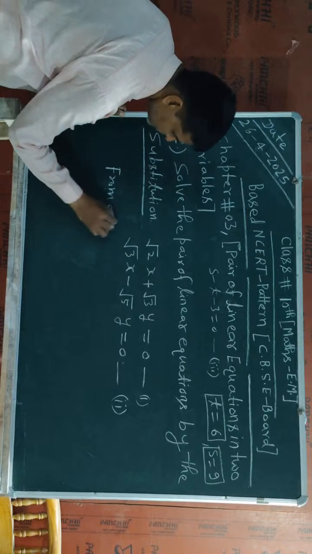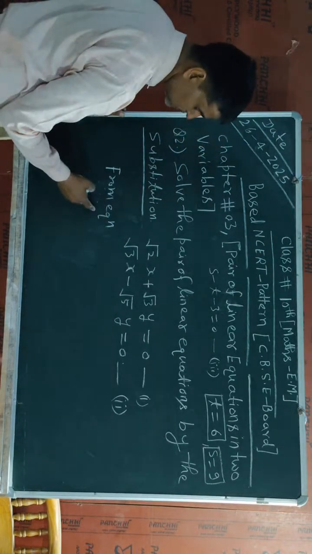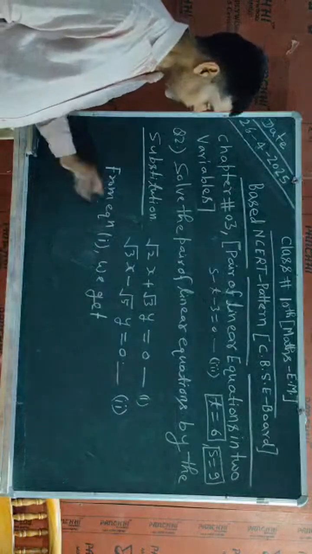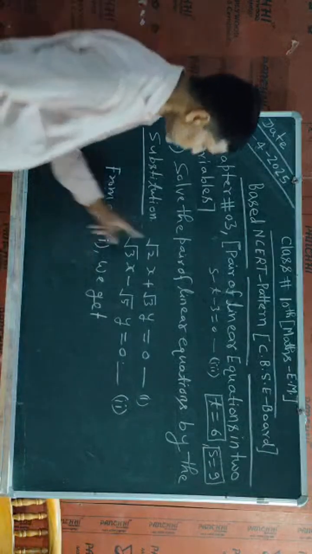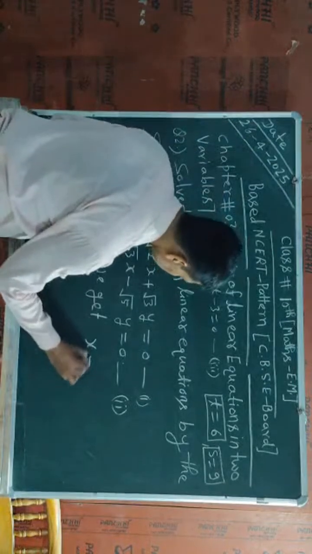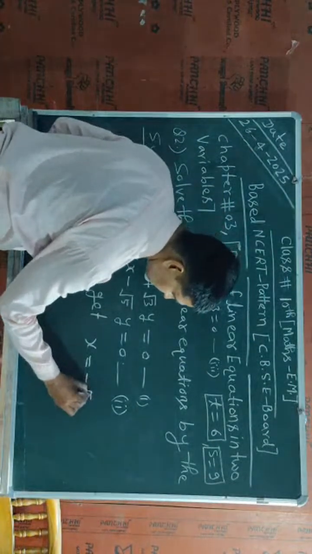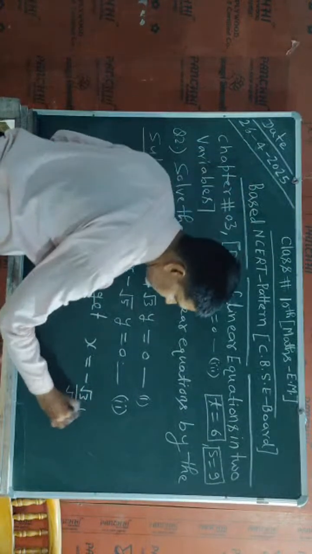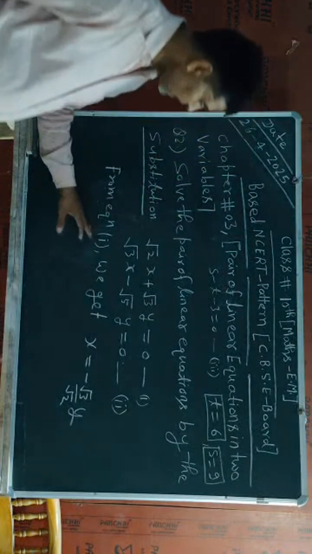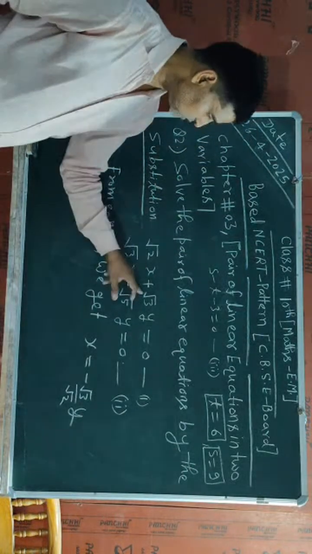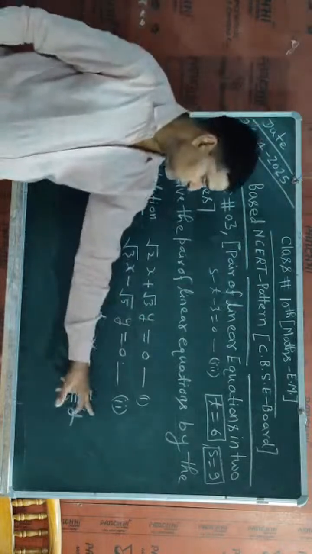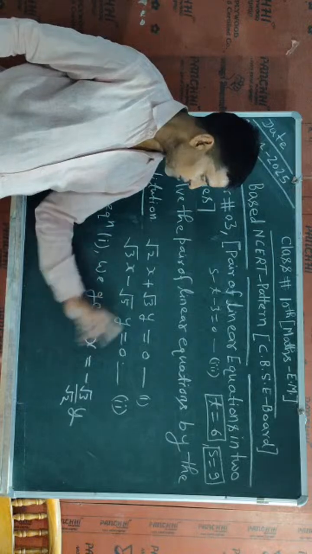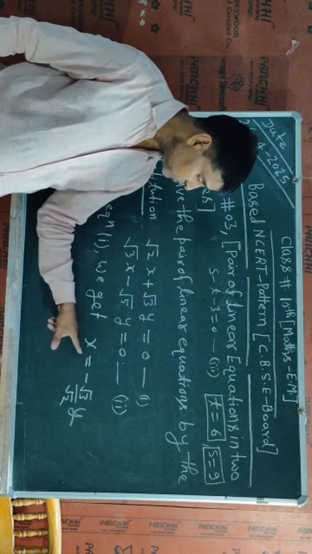So here I am going to write one statement from equation 1. From equation 1, I can write x is equal to minus root 3y divided by root 2. Okay, from equation 1 I can get the value of x like this.